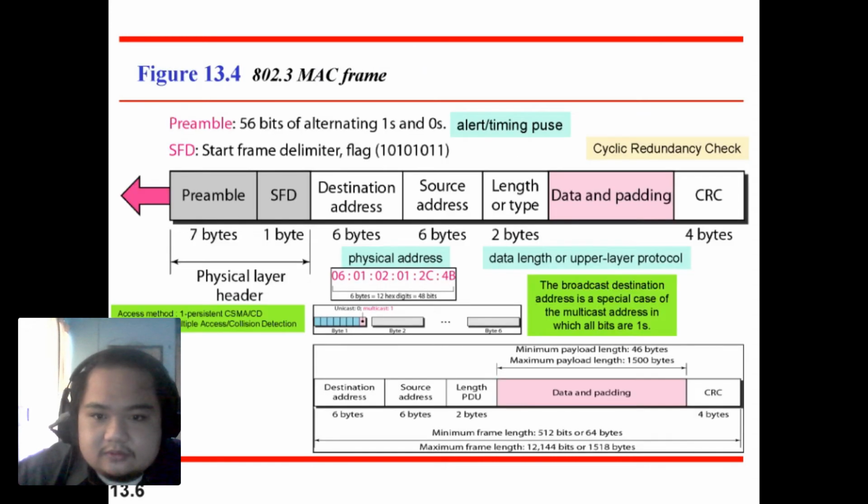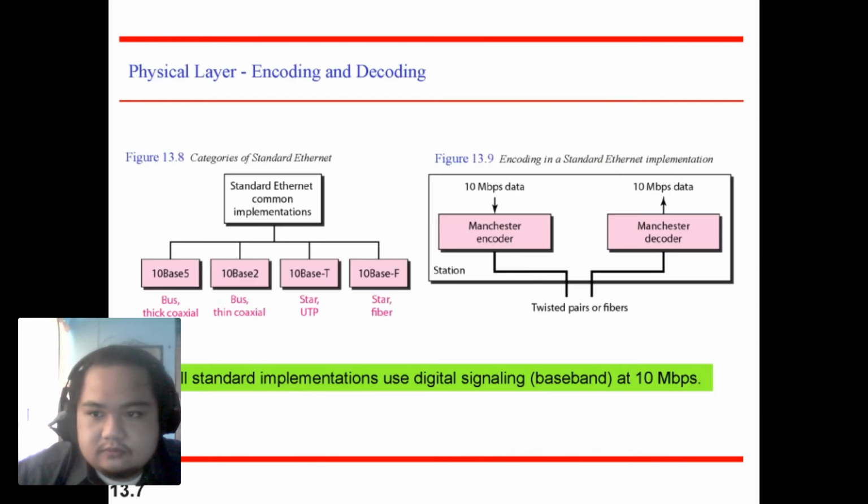Access method: CSMA/CD, carrier sense multiple access with collision detection. The broadcast destination address is a special case of the multicast address in which all bits are set to one. You can see in this picture the physical layer encoding and decoding.